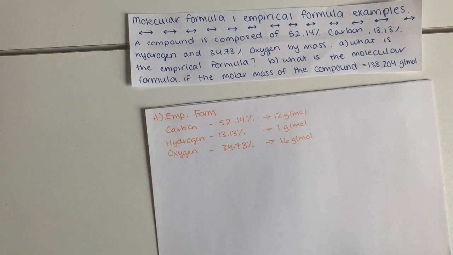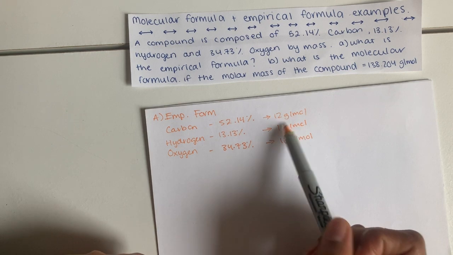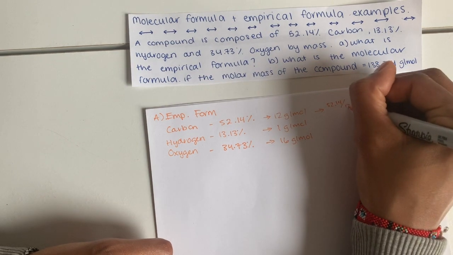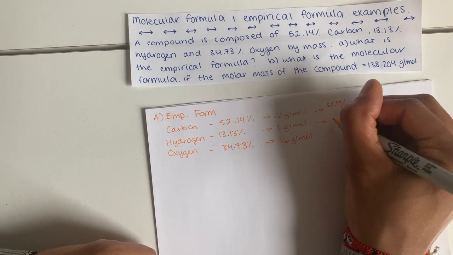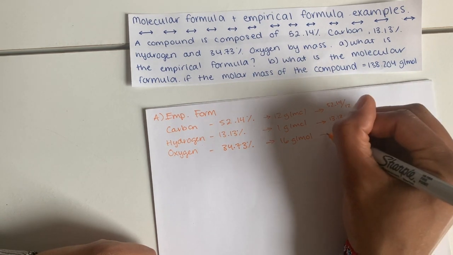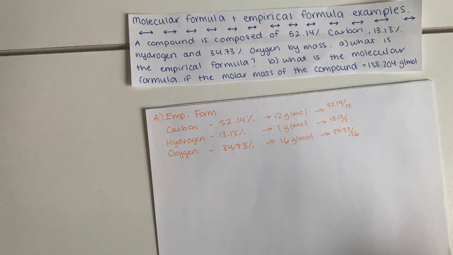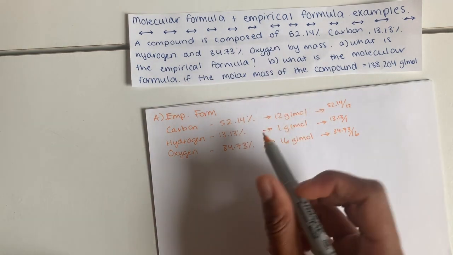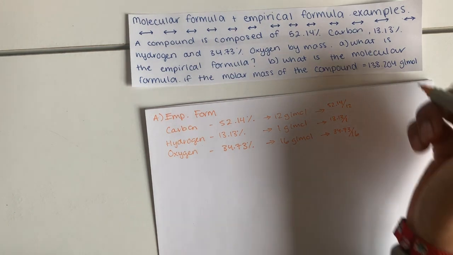So in order to find this ratio, we're going to divide this by this. We're going to do 52.14 divided by 12 so that we get our mole ratio. We're going to do 13.13 divided by 1, and then 34.73 divided by 16. I can show you in a different video how these units cancel out. So basically, this is grams and grams cancel, which leaves us with a mole ratio, which is what this is.